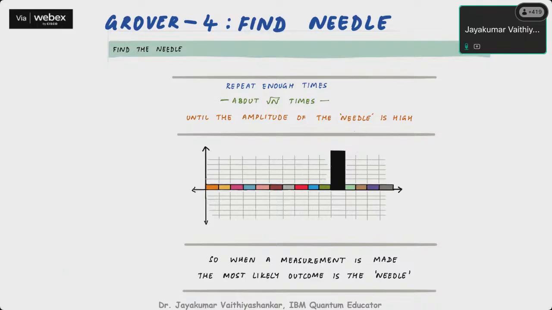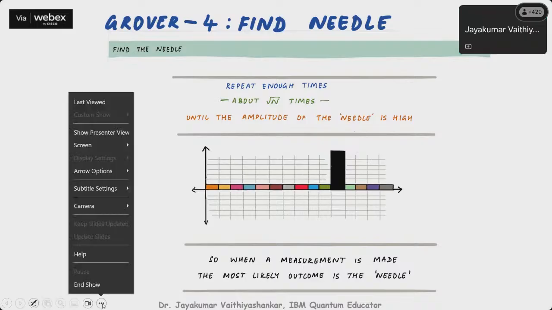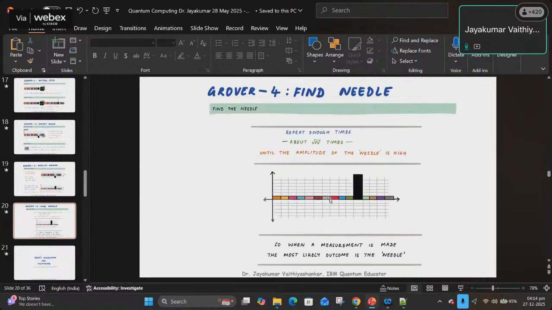So this is the theoretical explanation of Grover's algorithm.